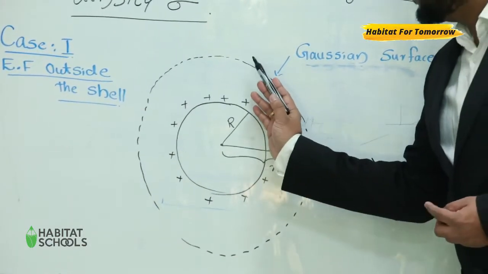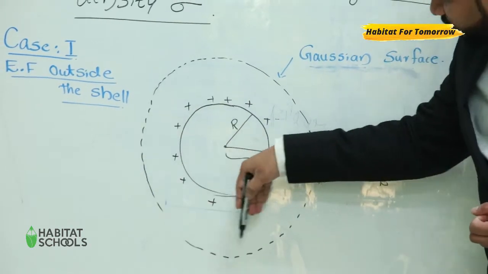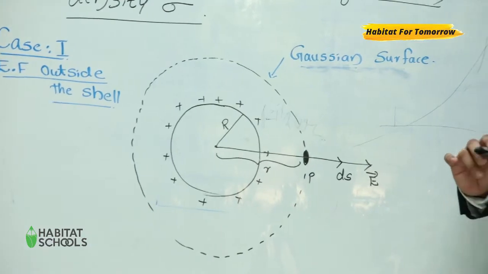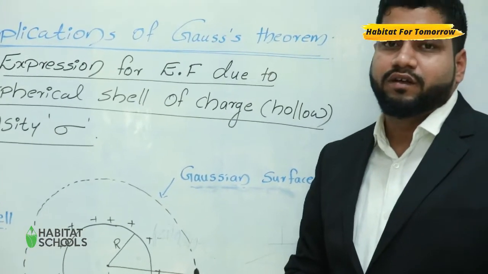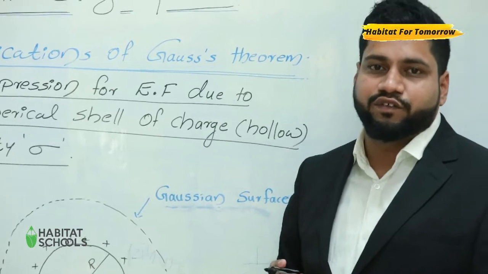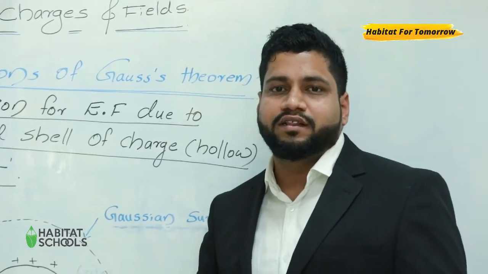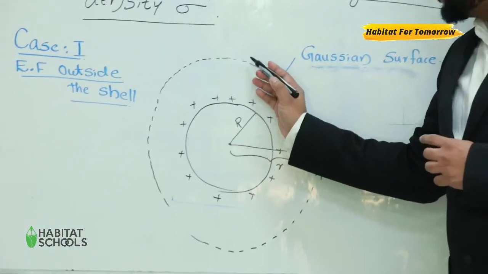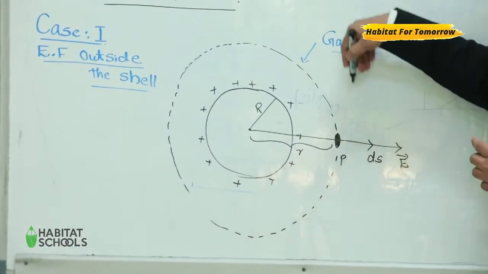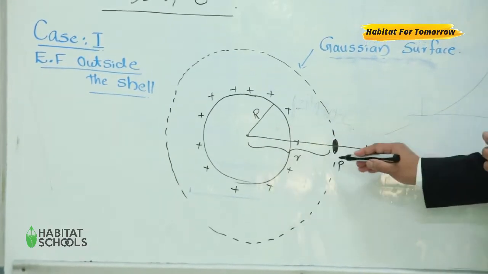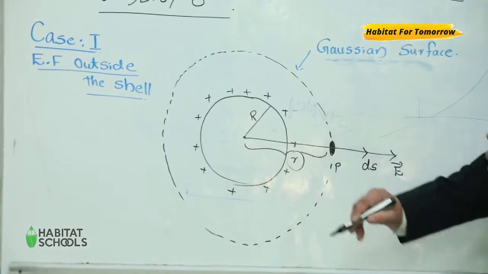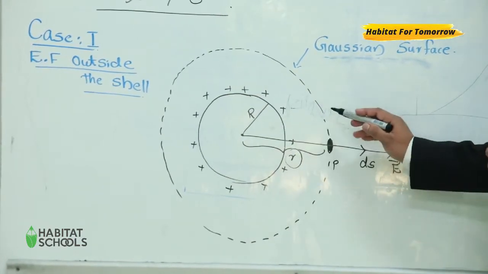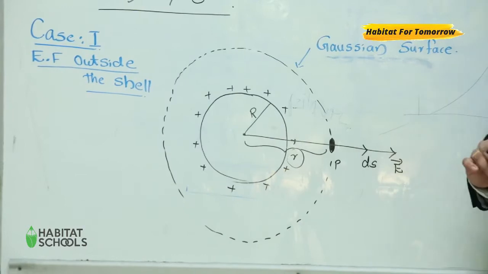So I'm just drawing the Gaussian surface. This dotted line is the Gaussian surface. So what is a Gaussian surface? Gaussian surface is an imaginary surface in order to determine the electric field. That is one important topic. So Gaussian surface is this dotted circled one, and its radius you can consider small letter r. Capital letter R is the radius of the sphere and small letter r is the radius of this Gaussian surface.